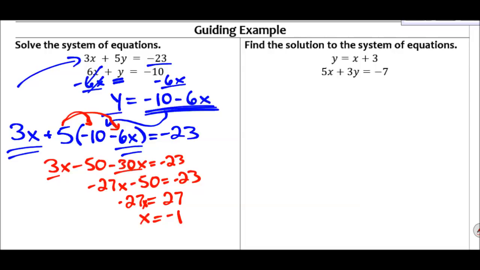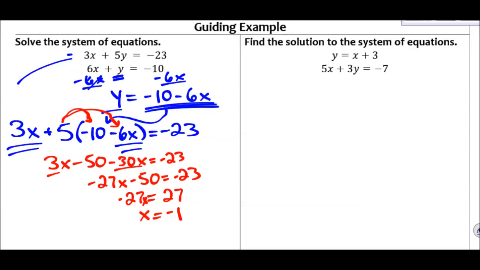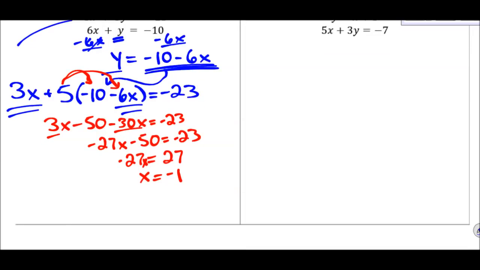So I have my x value. I still need my y value, so I'm going to take that negative 1 and plug it back in for either equation. It really doesn't matter which of these two equations I pick. I'm going to pick the bottom one. So I'm going to plug in 6 times negative 1 plus y equals negative 10. I have my x value that I can plug in. It's the exact same substitution step, except now it's a number instead of an expression like it was before.